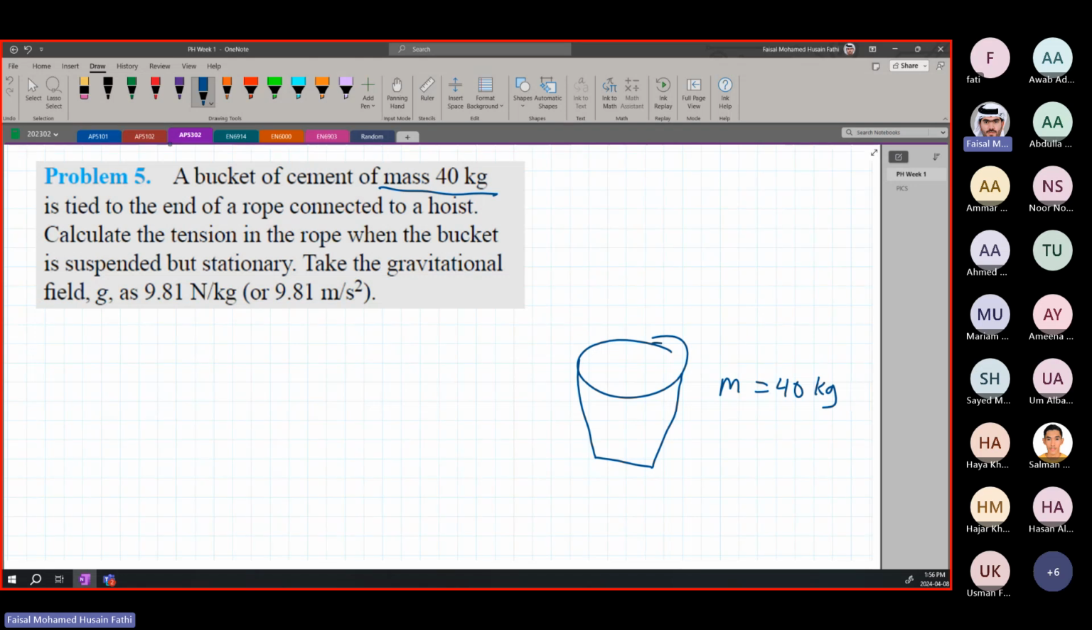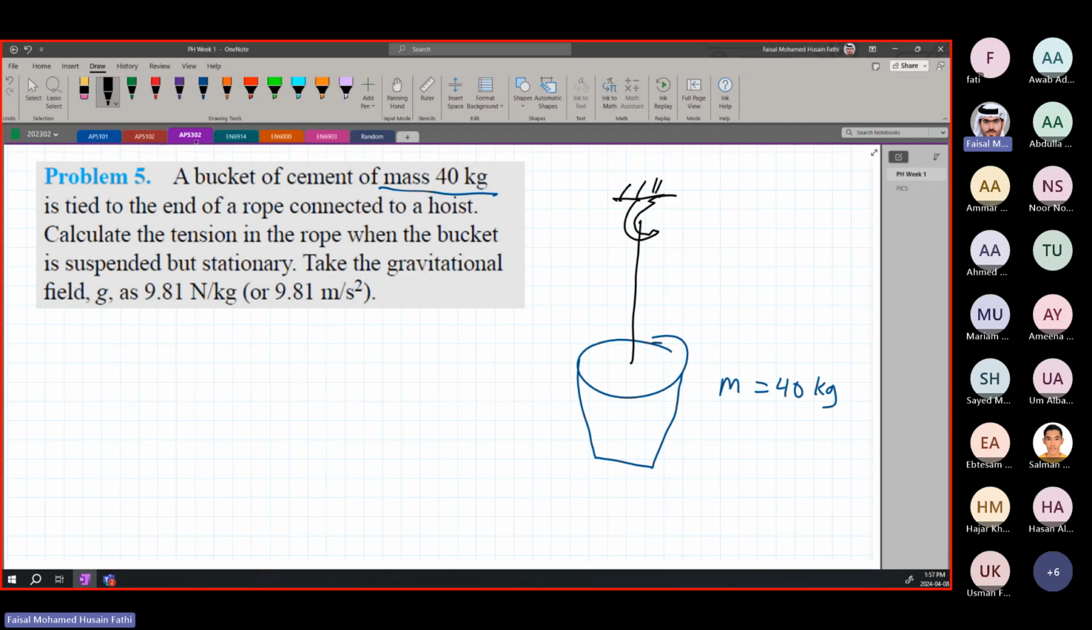All right? Is tied to the end of a rope connected to a hoist. I know there's a rope connecting this somehow. Let's say it's like this. It's connecting it from the top to a hoist up here. So it's connected to a ceiling, for example. It's connected to a rope this way. Calculate the tension in the rope when the bucket is suspended.